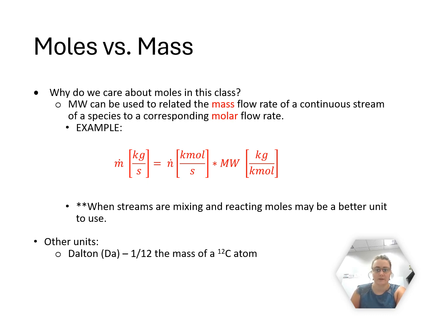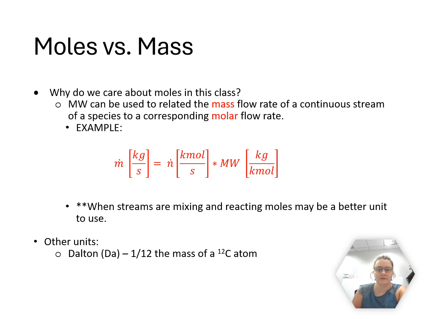And this is really important because when we have different streams mixing in a reactor, moles might be the better unit to use because we are going to have chemical reactions occurring at the same time. So we can generate products or we can consume products in a system. And so moles is actually going to be better in those situations many times.